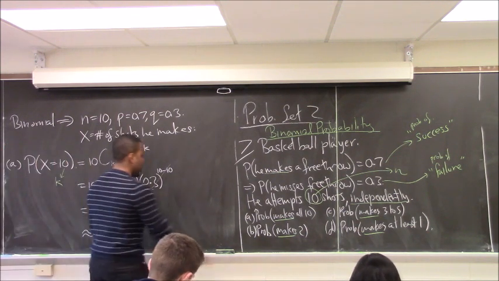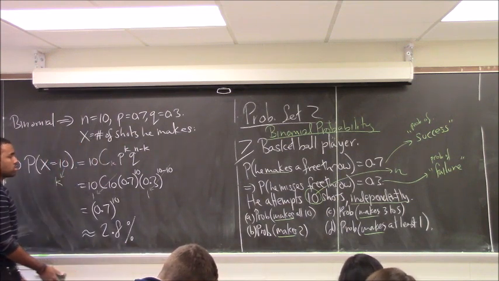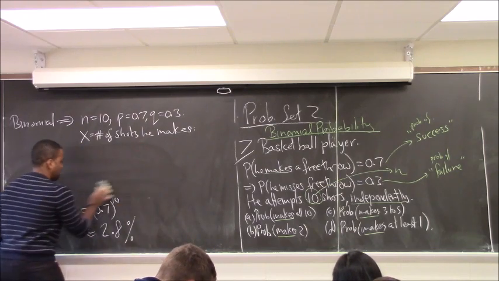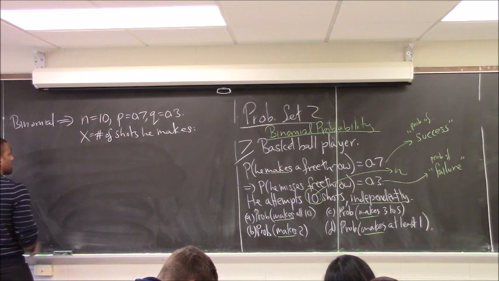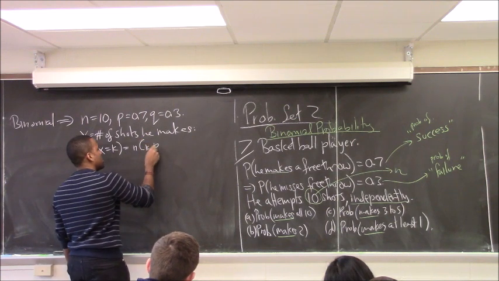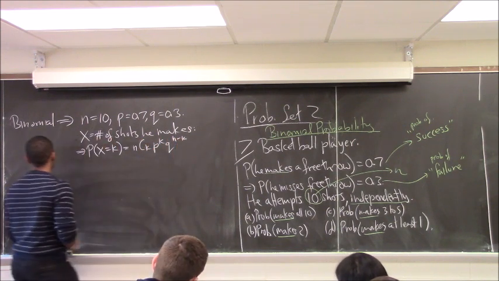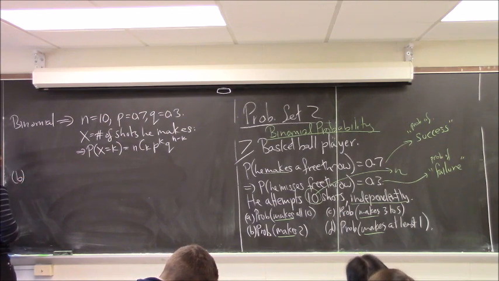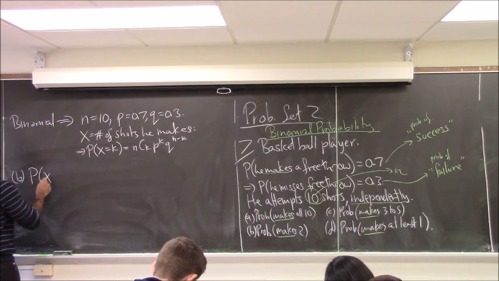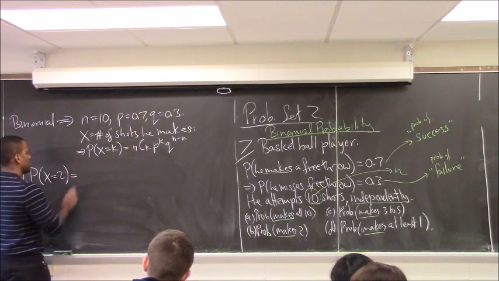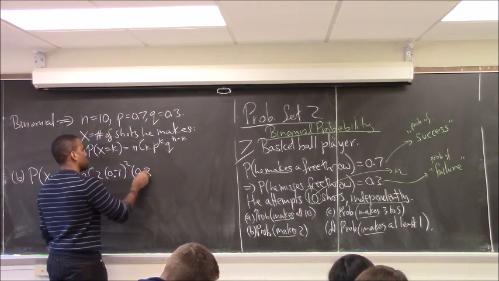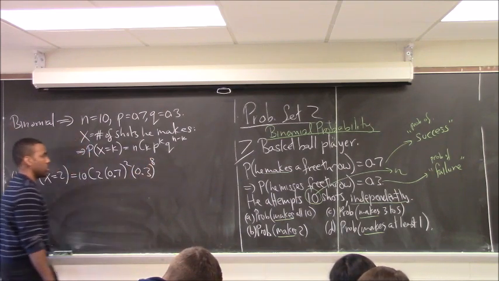Okay. What's the probability that he will make 2? Because we know that the probability of x equals k is n choose k times p to the k times q to the n minus k. So B is asking for what? Is it 10 choose 2? Oh, what is it asking? Oh, P of x equals 2. So that's going to be 10 choose 2 times 0.7 to the 2 times q to the 8, right, 10 minus 2.